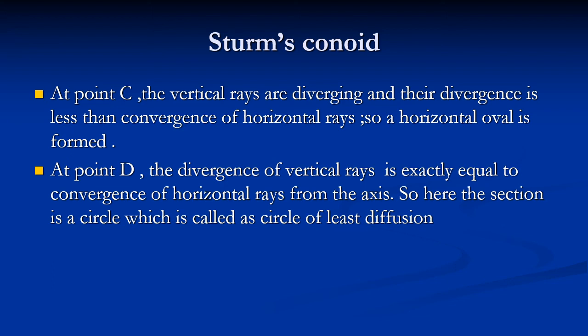So we have seen A and B. Then at point C the vertical rays are diverging and their divergence is less than the convergence of the horizontal rays, so a horizontal oval is formed. At point D, the divergence of the vertical rays is exactly equal to the convergence of the horizontal rays. So here the section is a circle, which is called the circle of least diffusion. At the circle of least diffusion you will have good quality vision.